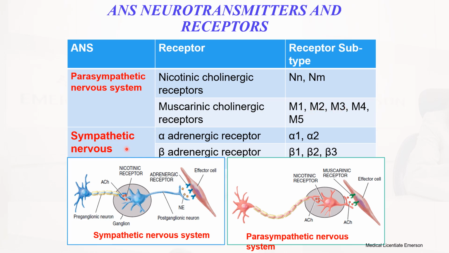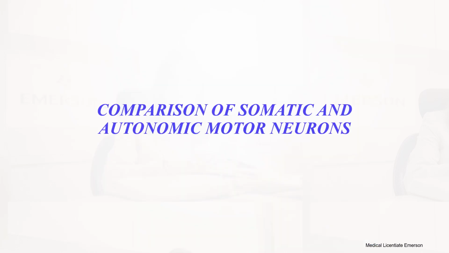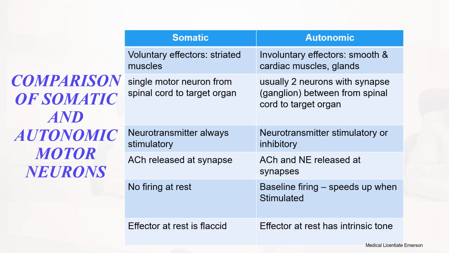Then in the sympathetic nervous system, you have the alpha adrenergic receptors and the beta adrenergic receptors. The alpha adrenergic receptors have subtypes alpha 1 and alpha 2. For the beta adrenergic receptors, we have beta 1 to beta 3. So these are the sympathetic nervous system neurotransmitters and the parasympathetic nervous system neurotransmitters. Okay, so about the autonomic nervous system, you also need to know the comparisons of the somatic and the autonomic motor.